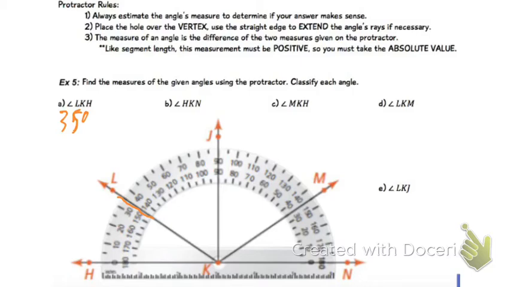Wait, so you just count... So if we look from L to K to H, H over here starts at 0, doesn't it? Right here, it starts at 0. You can see where I'm circling. And then you count up, and it goes up to halfway between 30 and 40, exactly 35. So that's how we would find the measure of that one. Now what kind of measure would that be?